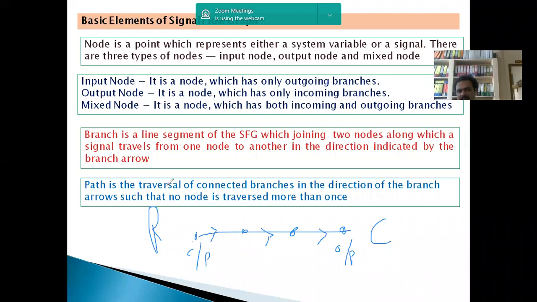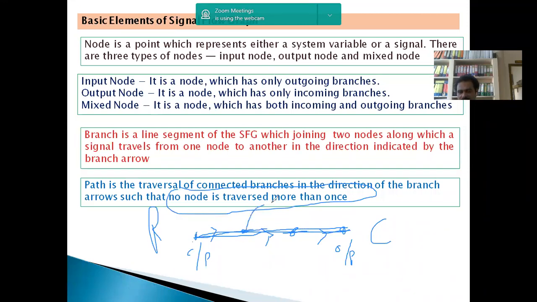Here the path is a traversal of connected branches in the direction of the branch arrow such that no node is traversed more than once. Here we have to remember this point: no node is traversed more than once. Here this node is traversed only one time. Again, this node is traversed only one time. This node is traversed only one time. So from input to output, this is called one path.